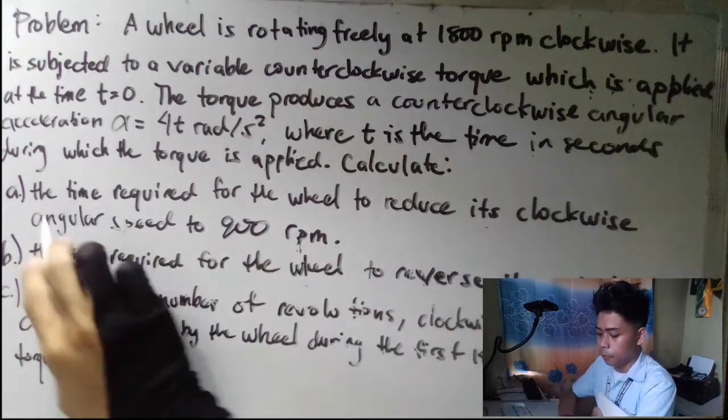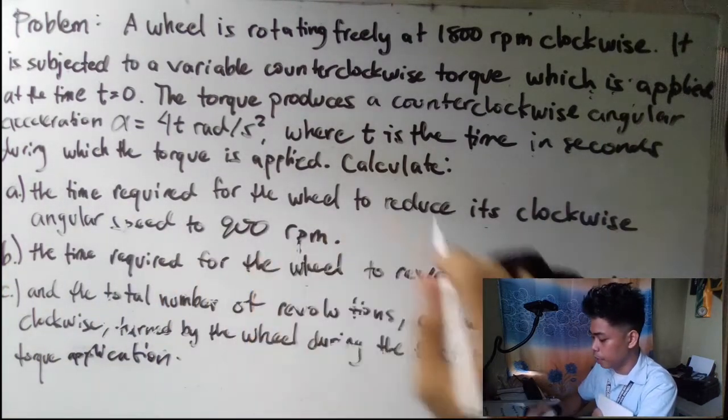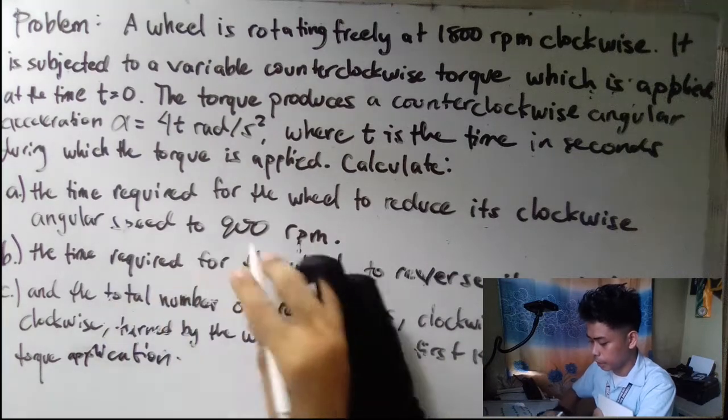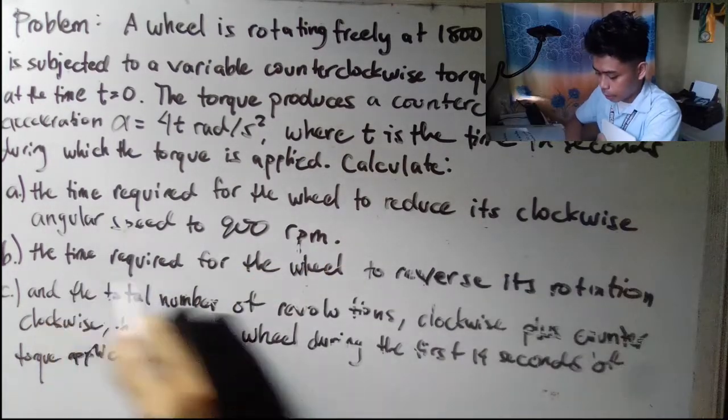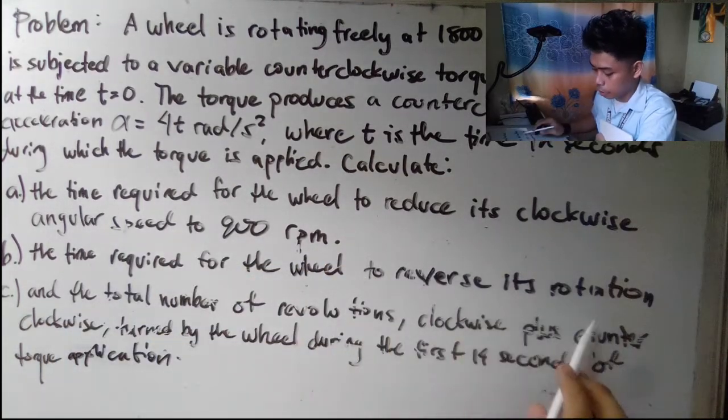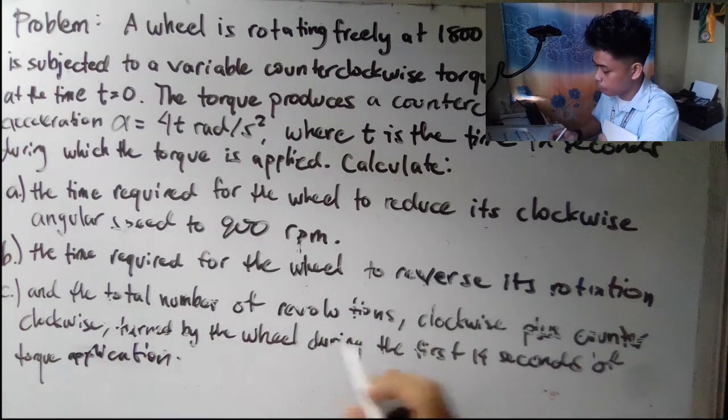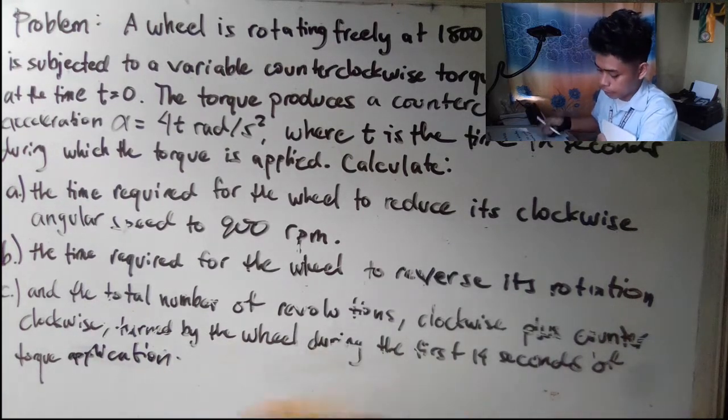Calculate the following: the time required for the wheel to reduce its clockwise angular speed to 900 RPM, the time required for the wheel to reverse its rotation, and finally, the total number of revolutions, clockwise plus counterclockwise, turned by the wheel during the first 14 seconds of the torque application.